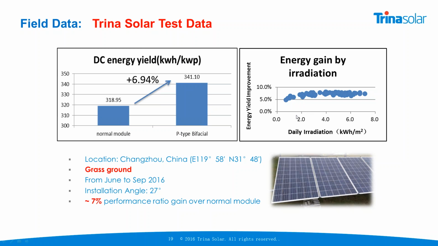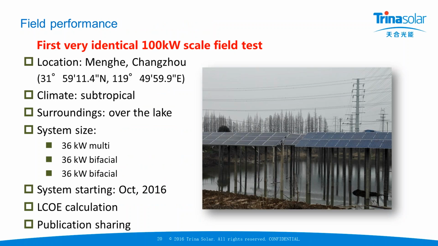And if you look at the second graph on the right-hand side, you see the energy yield improvement as a function of the daily radiation. You can see it's almost flat. It doesn't really matter if you have high irradiation or low irradiation, but at very low irradiation it drops a little bit, but it's roughly between 5 and 8%. On average, about 7%. This is another experiment which also happened in Changzhou.